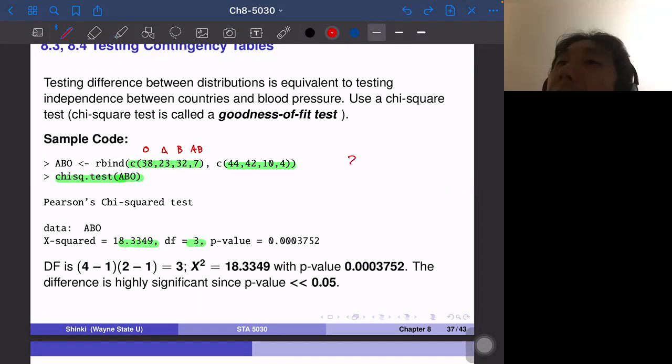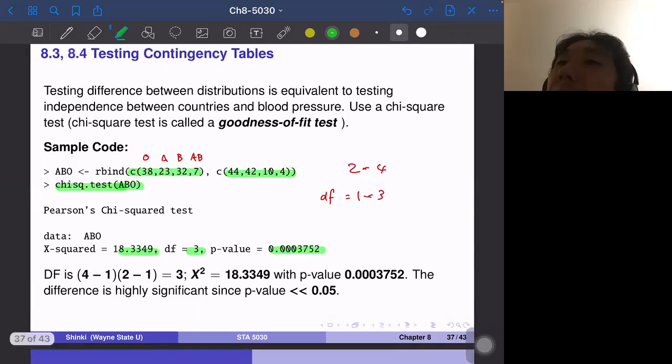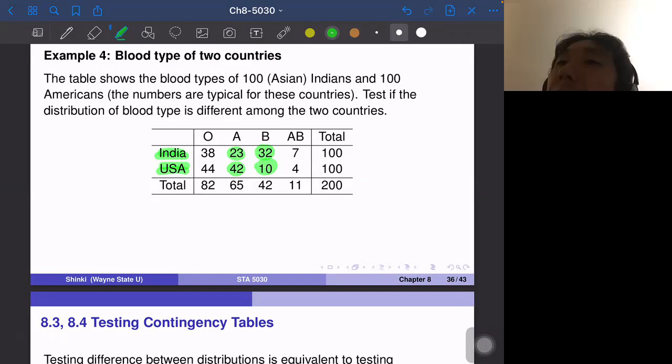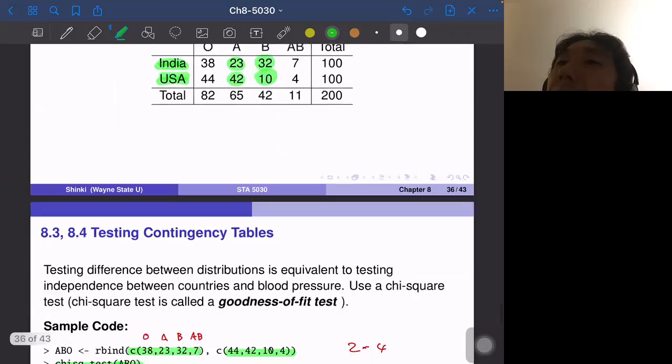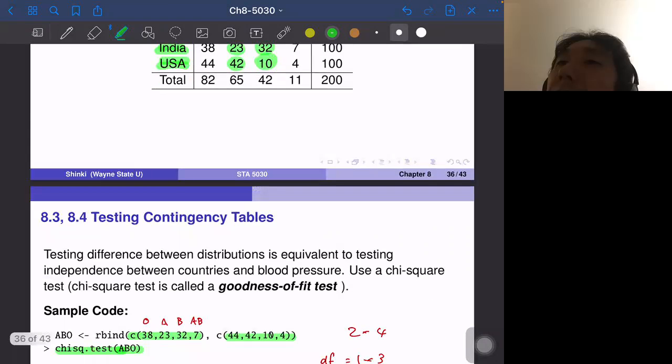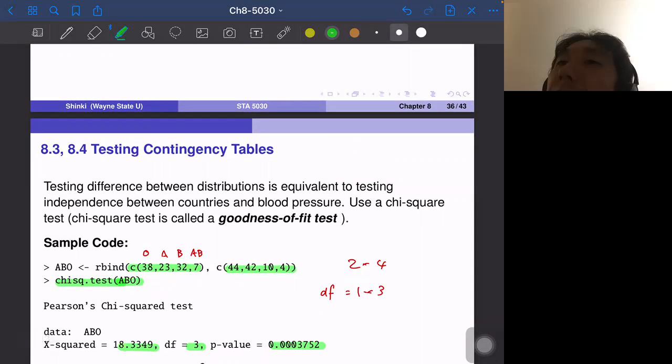So degrees of freedom is (2-1) times (4-1), so 3. The p-value is very small. With df 3, the expected chi-square is 3, so 18 is 6 times larger, and the p-value is very significant. So we reject the null hypothesis that country and blood type are independent. It looks like type A and type B have clear differences for these two countries. Blood type is interesting data, and not all countries have that statistic, but depending on the country, the proportions are pretty different.